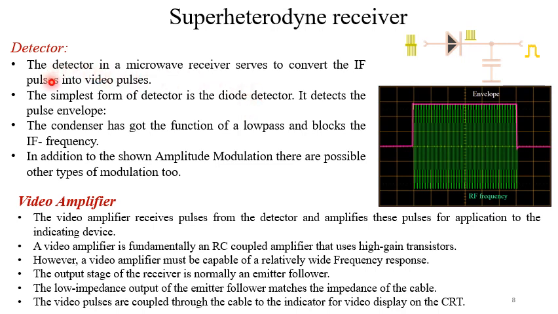Next one is the detector. Generally, this is the simplest form of the detector, the diode detector or envelope detector. It consists of a simple diode and capacitor along with certain resistance. Resistances are not shown here. If this is the input RF signal, then this diode will behave like a rectifier, and this capacitance along with resistance will determine its envelope. So if this is the RF, the detector output will be the envelope of this RF.